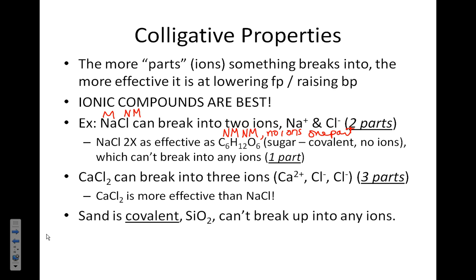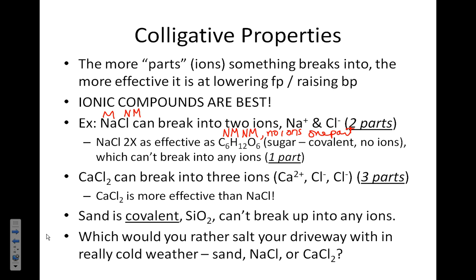Now sand will work. You can put sand on the road, and sand is capable of lowering the freezing point of ice and melting it a little bit, and it provides traction. But it's covalent, so it can't break into any ions. So it's like paying full price. You put one particle in, you get one particle out. So it's like normal. So it works, but it doesn't work as well as the salt.